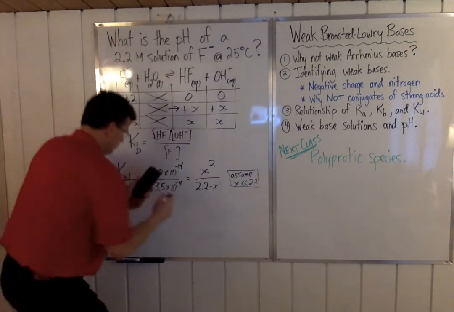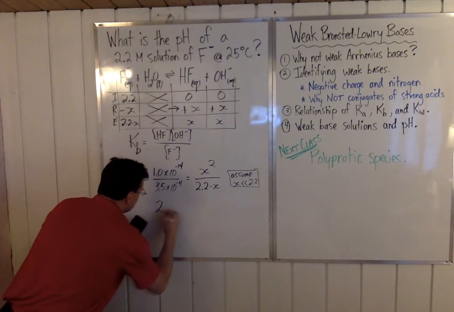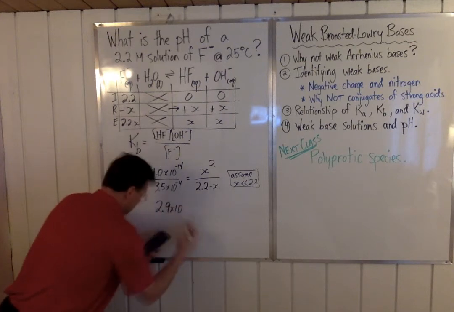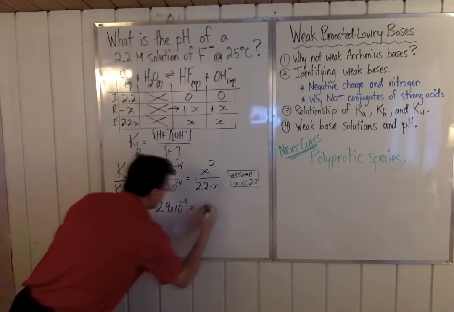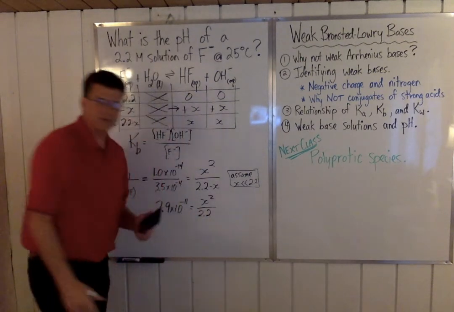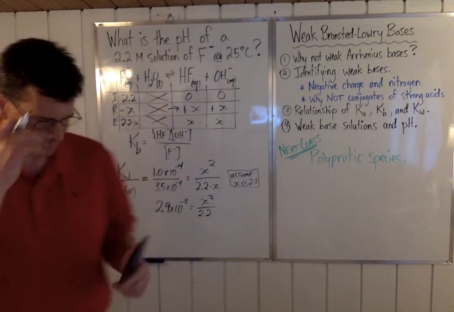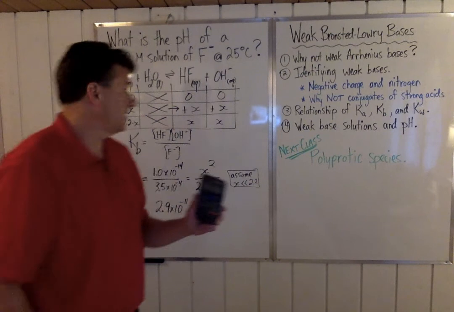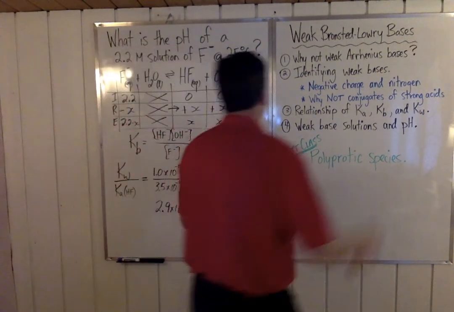So this comes out to 2.9 times 10 to the negative 11 equals x squared over 2.2. Okay, still on my calculator. I'm just going to give myself a little bit of room here.